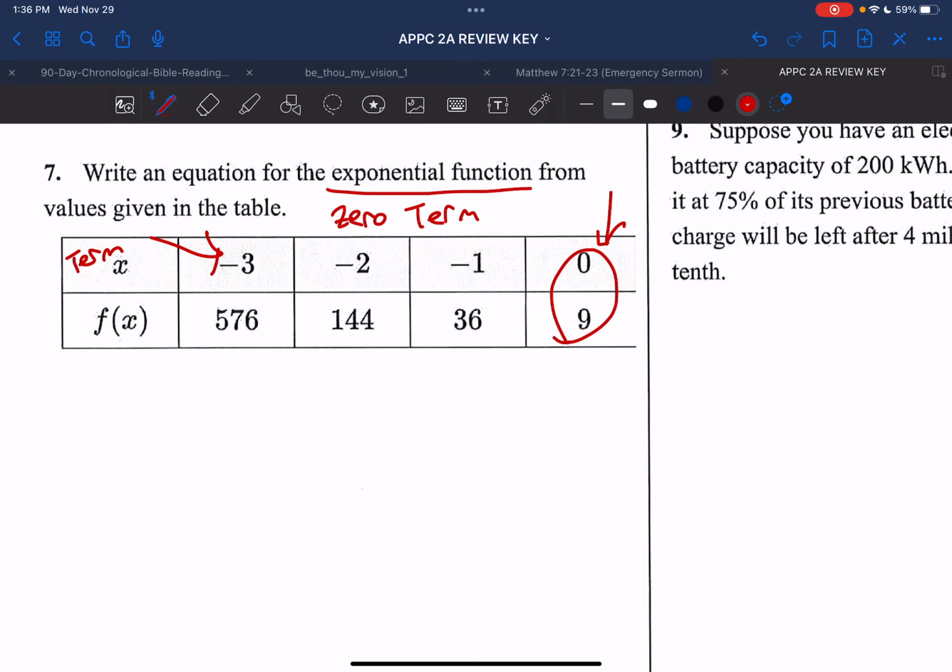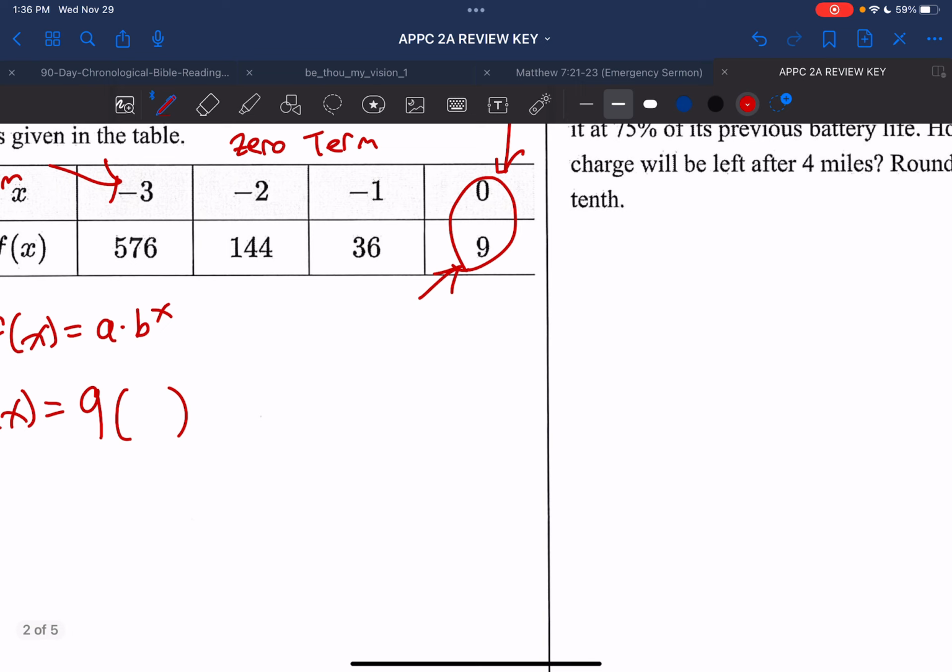So if I'm going to write it out, remember, it's usually in this f of x equals a times b to the x, really similar to writing a geometric equation in function notation. So I know my zero term where I start here is at 9, and then I've got to find what I'm going up by every time. Well, to do that, I just divide these.